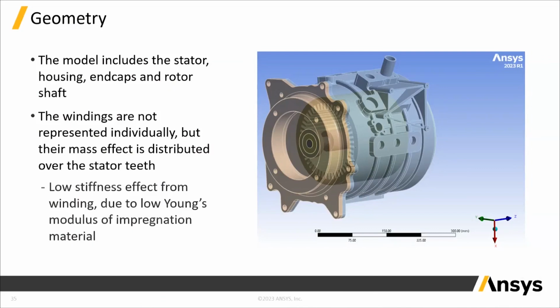So we're considering the motor structure made up of the stator, the housing, the end caps, as well as the constraints provided on the housing by the rotor and the shaft itself. For a reasonable solution time, the windings are reduced to an equivalent mass applied over the stator slots. Typically, the windings do not contribute significantly to the stiffness, but if required, the combined effect of impregnation, insulation, and the winding metal could be considered directly in the model.